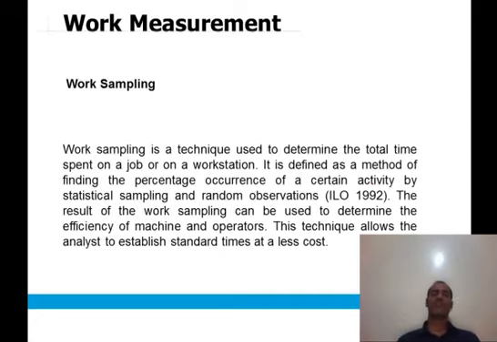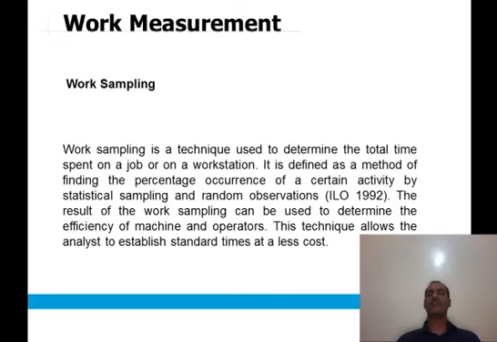Work sampling. What is work sampling? Work sampling is a technique used to determine the total time spent on a job or on a workstation. This is work sampling. Work sampling is a technique that means observation of the work, the operator or the machines, how they behave to perform the task.